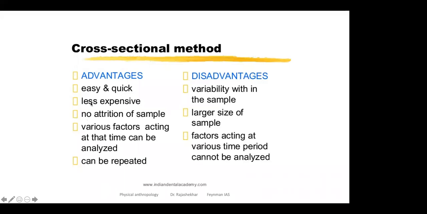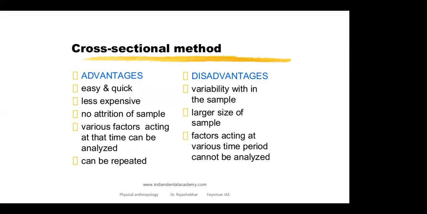So it can be repeated. So those that are disadvantages to the longitudinal methods are advantages to the cross-sectional methods. Longitudinal was more expensive. This is less expensive. There you can experience attrition of sample. Here no attrition of sample. Okay. And longitudinal cannot be repeated. Cross-sectional can be repeated. So if you remember one, the other ones are opposite to that.